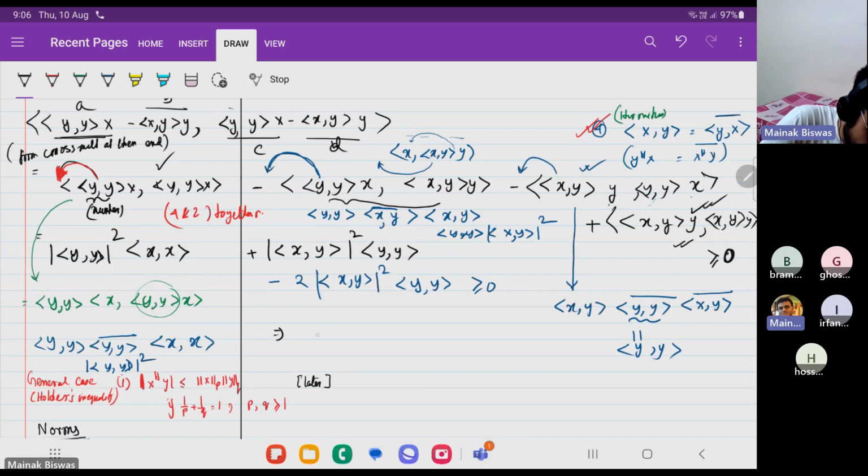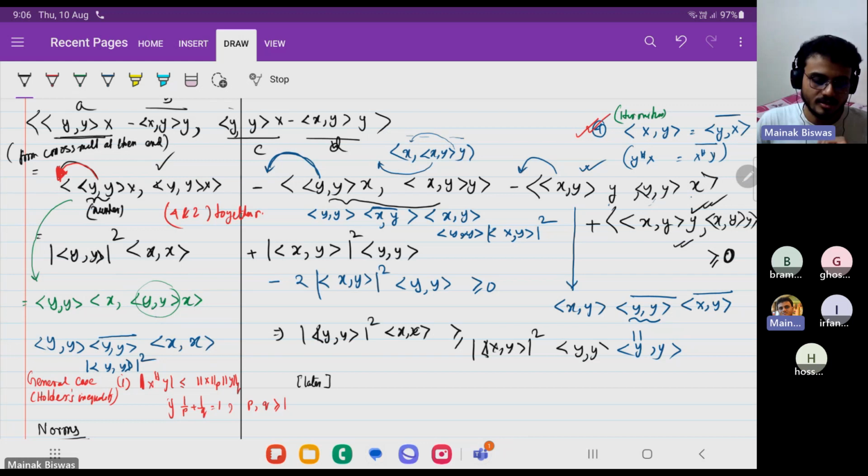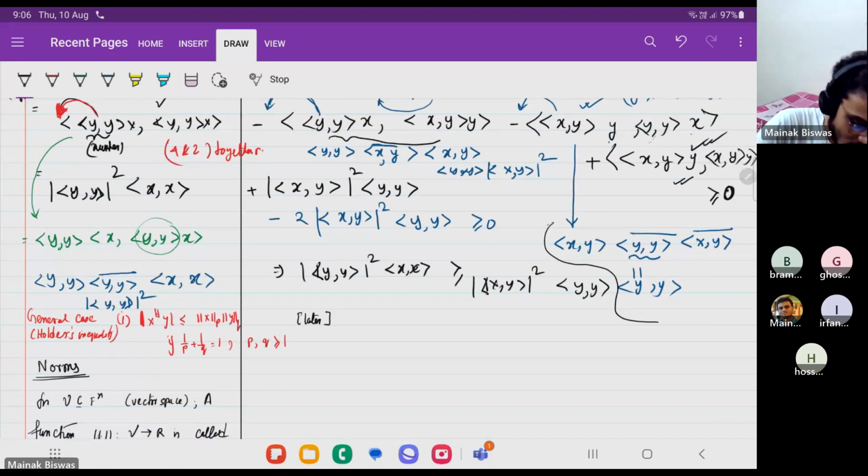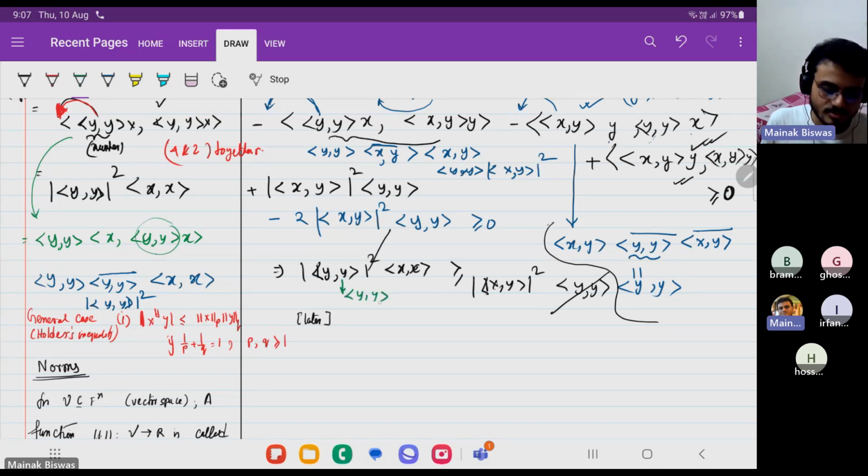So you will be left with yy squared xx greater than xy squared yy. Is it okay? Is this step clear? Yes. Now what will I do? It is clear. So I will cancel one of these. I will cancel this and I'll be left with yy conjugate. Yes or no?